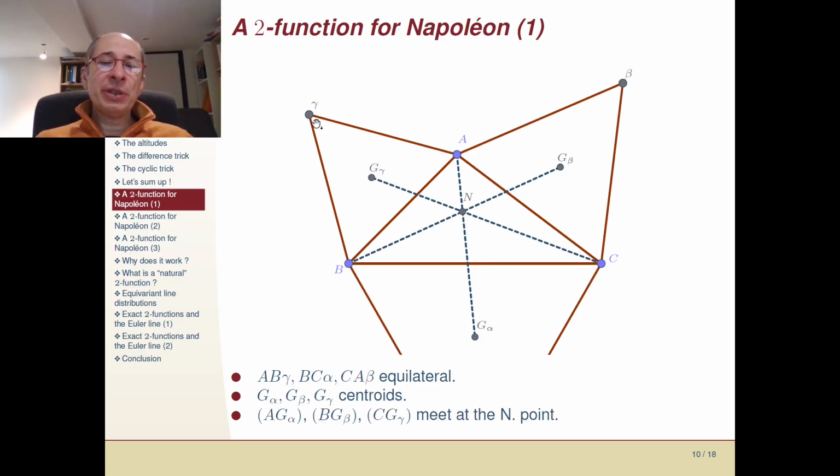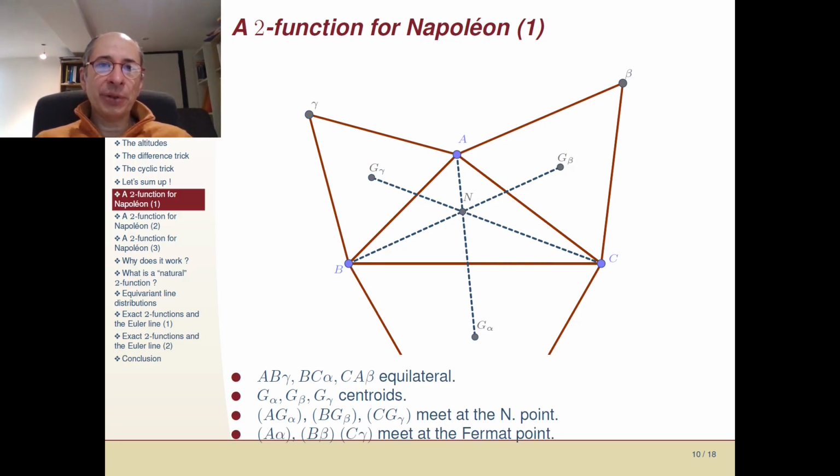The Fermat point is in fact simpler to define because you just consider the lines joining a vertex like C and the opposite vertex of the equilateral triangle like gamma. So you consider C gamma, B beta, and A alpha, and these three lines meet at some point, which is called the Fermat point.